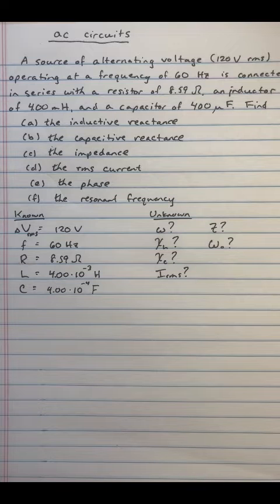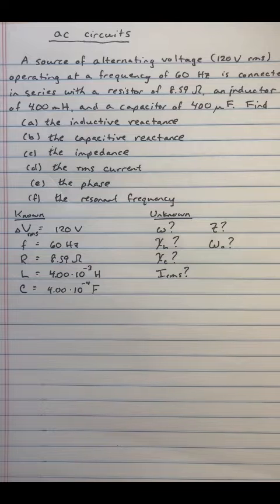Let's suppose we have a source of alternating voltage, 120 volts RMS. That would be similar to what might be coming out of your wall socket, and it's operating at a frequency of 60 hertz. Again, typical wall socket stuff. Let's connect that in series with a resistor of 8.59 ohms, next an inductor of 4 millihenries, and after that a capacitor of 400 microfarads.